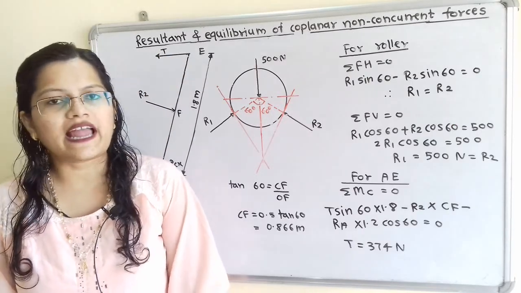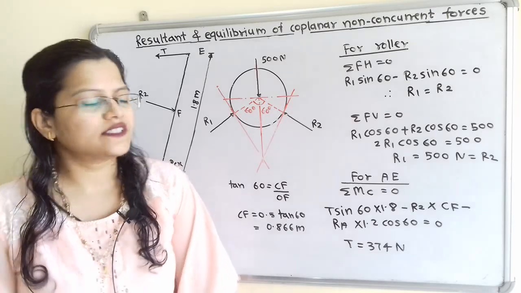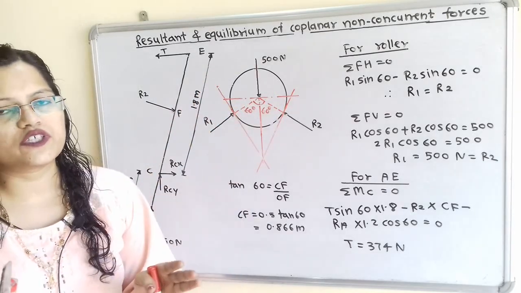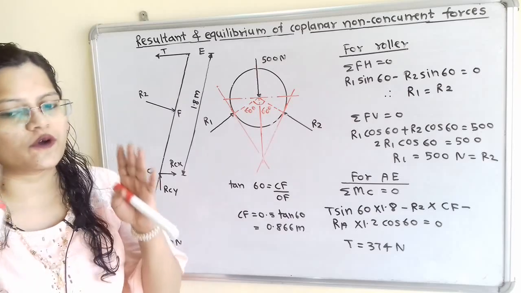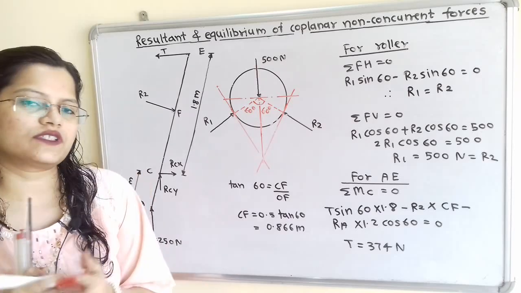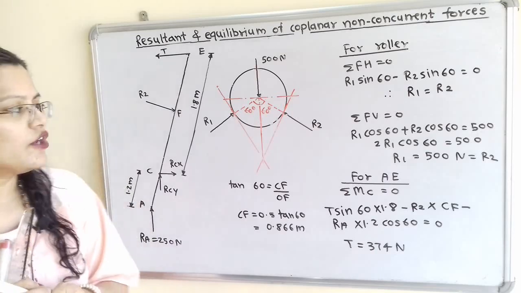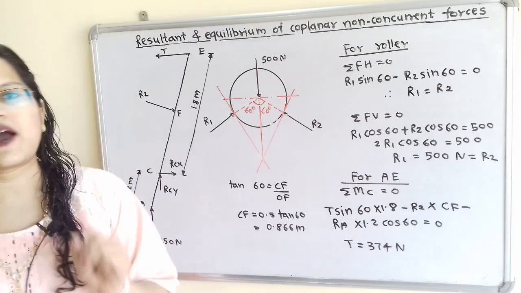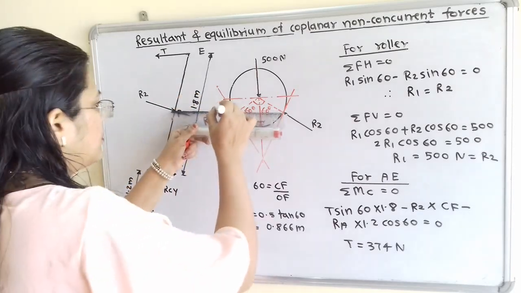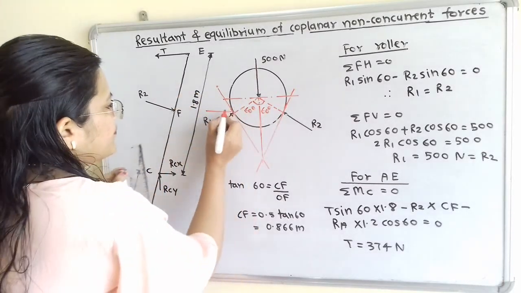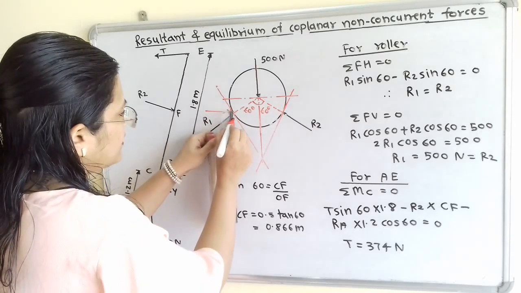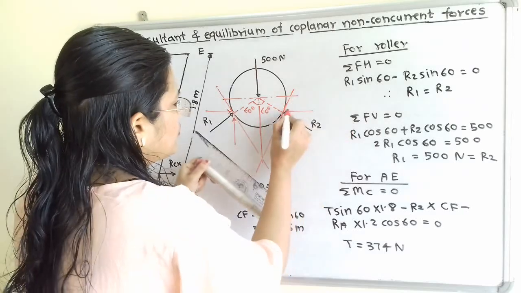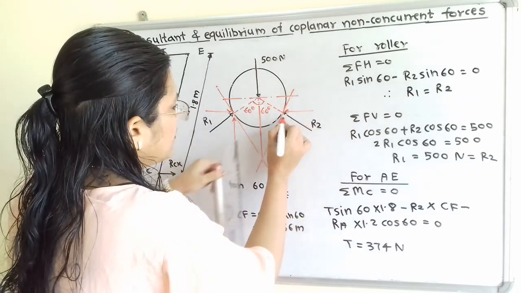Now we will move to the calculation part. We will consider the equilibrium of the roller. Then summation of all horizontal forces is equal to 0, and summation of all vertical forces is equal to 0. So we will first resolve this R1 and R2 into horizontal component and vertical component. So I will show here horizontal component, and here is the vertical component. For R2 also horizontal component and vertical component.